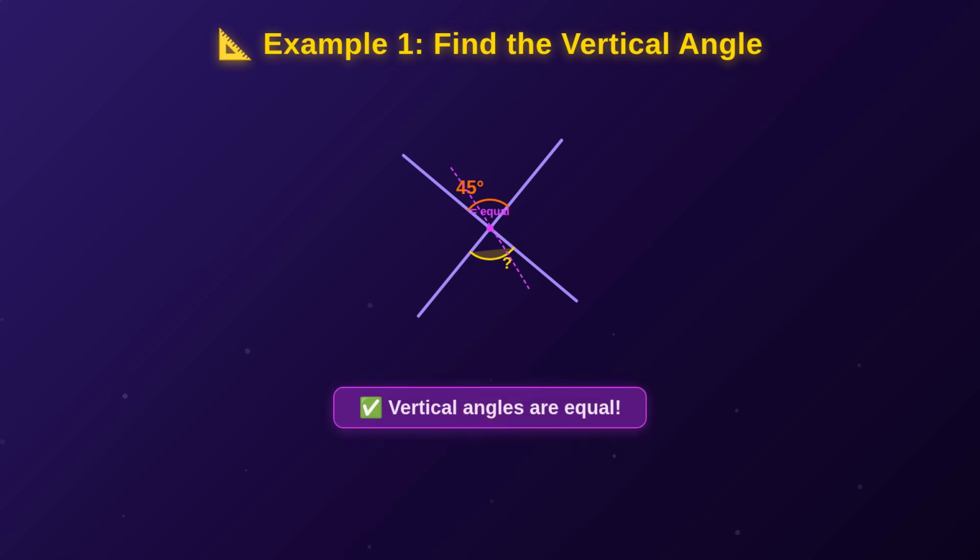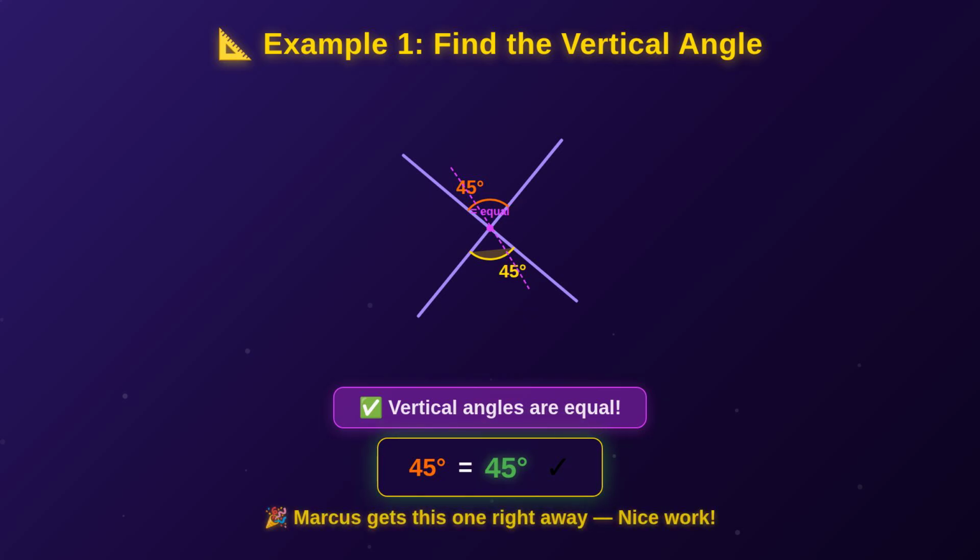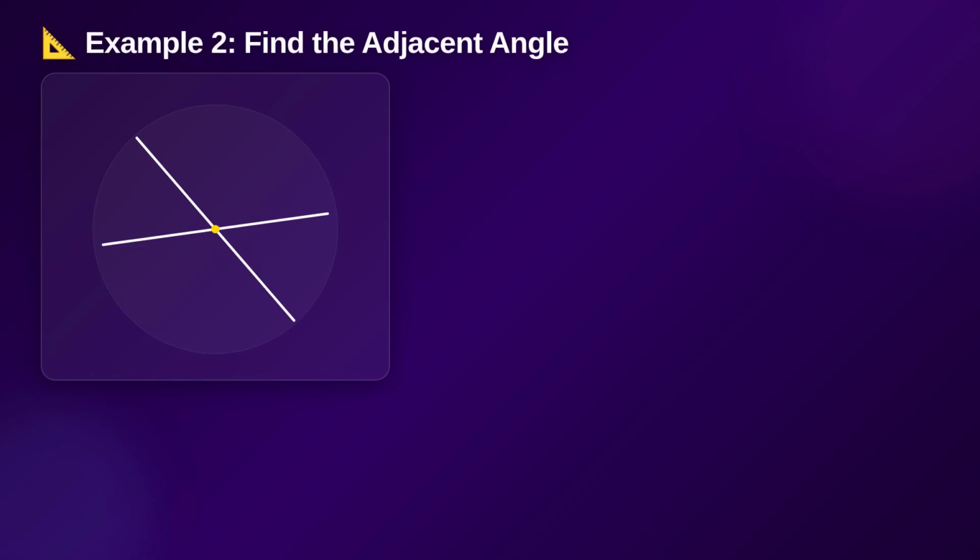All right, let's try the first problem Marcus finds on his worksheet. 2 lines cross, and one angle is labeled 45 degrees. What is the angle directly across from it? Remember Rule 1, vertical angles are always equal. So the angle across from 45 degrees is also 45 degrees. That's it. No adding, no subtracting. Just recognize that those 2 angles are vertical, and boom, they're equal. Marcus gets this one right away. Nice work, Marcus.